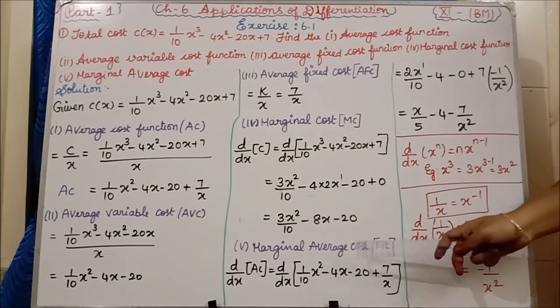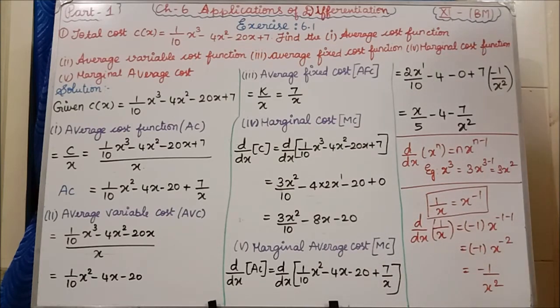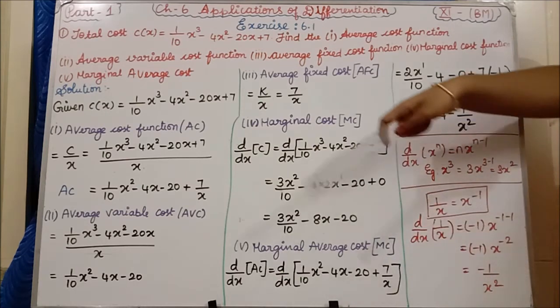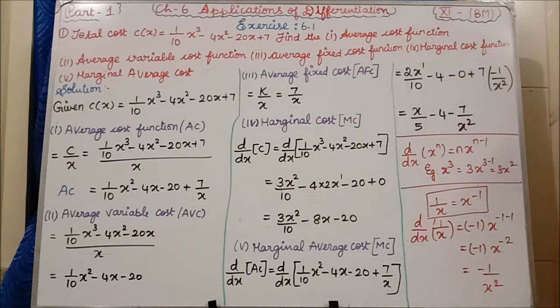Clear? Now, the fifth one is marginal average cost. Marginal means we have to differentiate. What do we have to differentiate? Average cost. We already have the answer for average cost here. This answer we are going to differentiate.